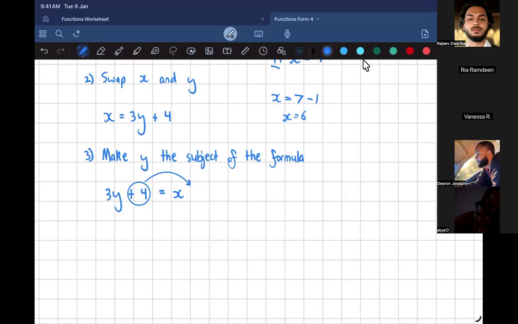Minus 4. Right. Don't know why they're not seeing any changes. So I really don't know why it's giving so much trouble.